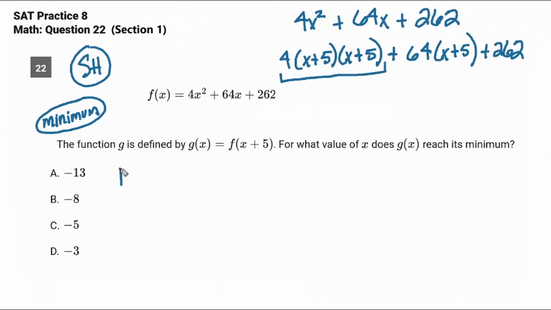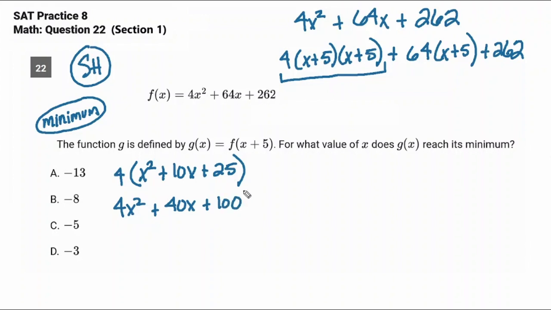So this is 4 times, I'm going to FOIL this, x plus 5 times x plus 5: x squared plus 10x plus 25. Not done. Now I've got to do 4 times x squared, 4x squared, plus 4 times 10x, 40x, plus 4 times 25, 100. And now I'm done with that.